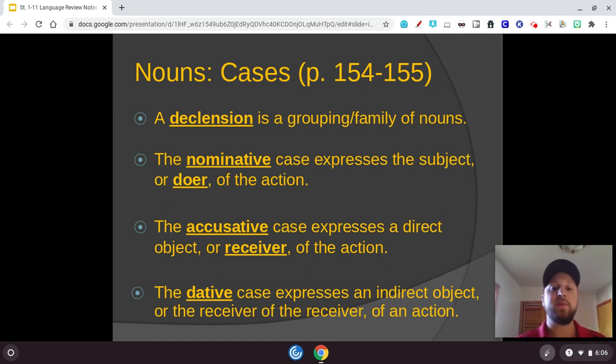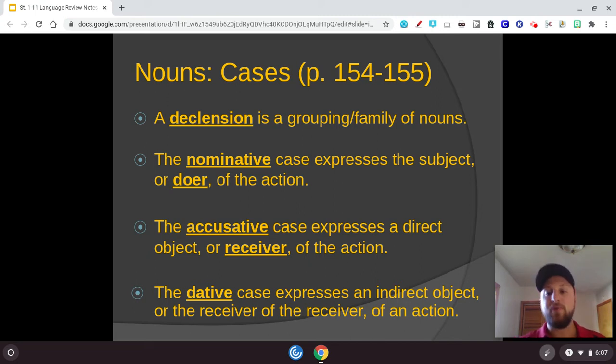Let's start with some terminology related to cases of Latin nouns. The first term that we're looking at is a declension. A declension is a grouping or a family of nouns. Think first declension, second declension, third declension. All of the nouns that belong to each of those groups have the same endings, and that's what puts those words together.